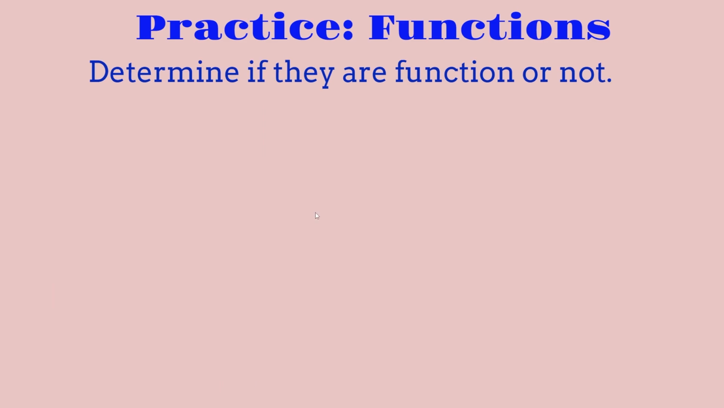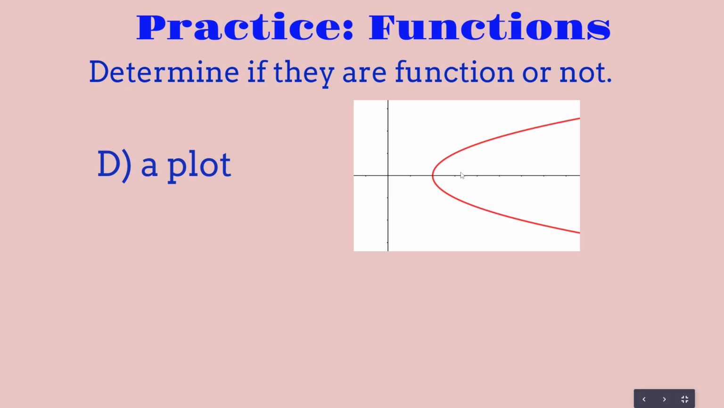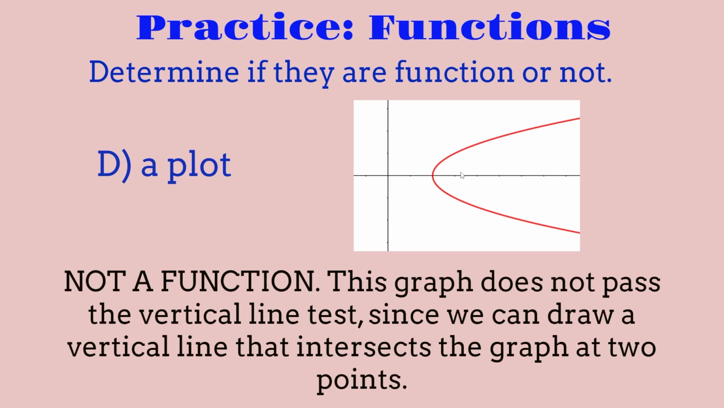Moving on to this one, determine if this one's a function, yes or no. And for this plot, it looks like this. And for this one, this is not a function. And this graph is not a function because it does not pass the vertical line test, since we can draw a vertical line and it intersects more than one point. So if we were to create a vertical line right through here, then we can see that it hits 2 points. So since it hits 2 points, that means it's not a function.